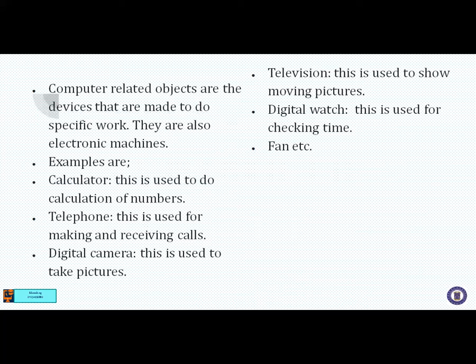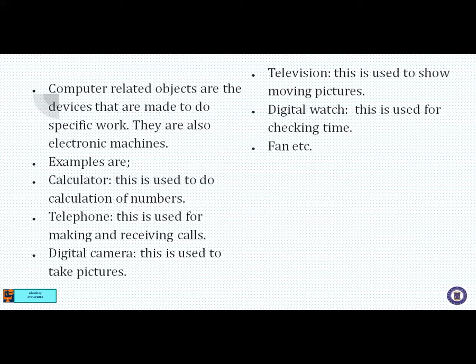Then we can talk about a telephone. We all here are not new to the telephone. A telephone is a device or a machine that is used for making and receiving calls. Even though it can do other things, today we have smartphones that can do different things, just like a computer.